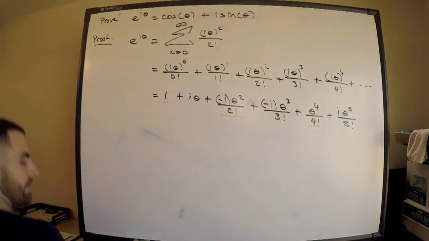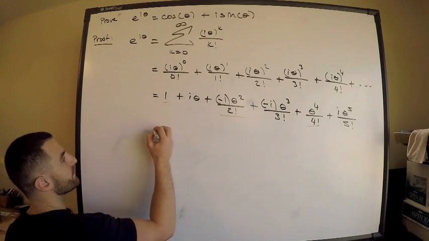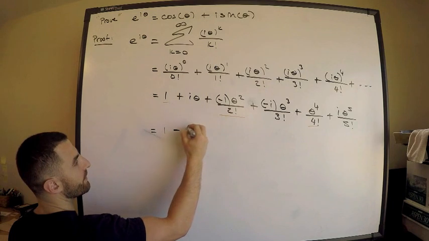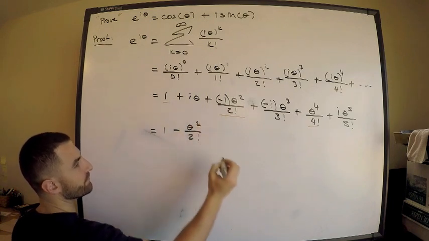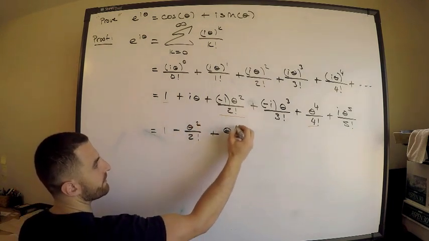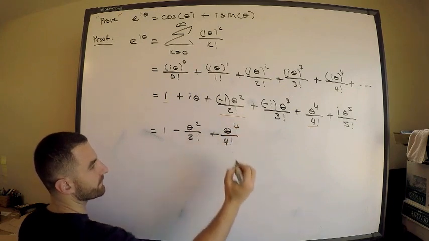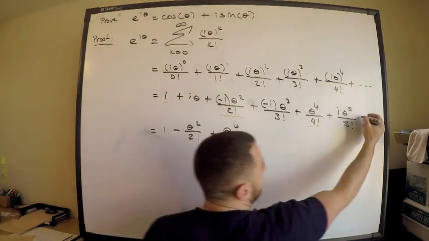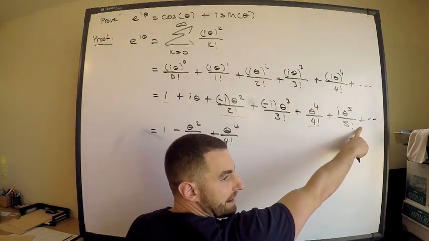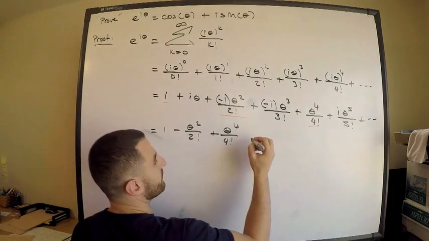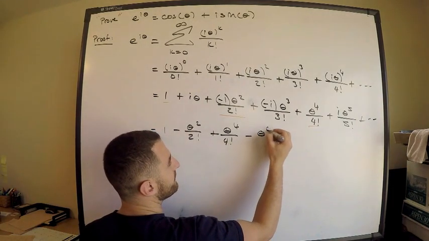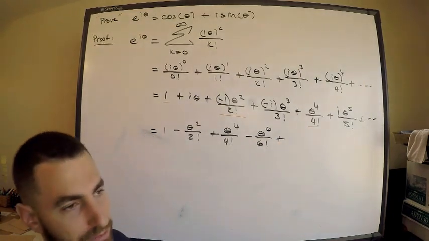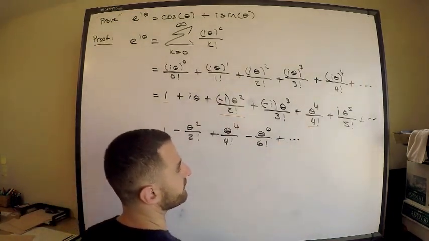So I can absolutely write this as the following. This is equal to 1 minus theta squared over 2 factorial plus theta to the 4th over 4 factorial. What would the next one be? Well, the one after this would be i to the 6th. i to the 6th is negative 1, so minus theta to the 6th over 6 factorial. Okay, plus, now let's group the i terms. So this is definitely dot dot dot.